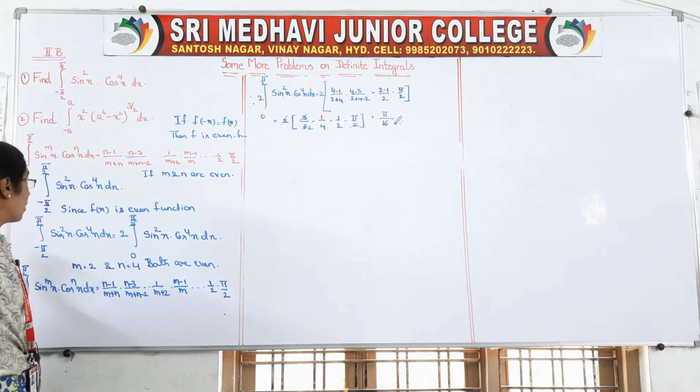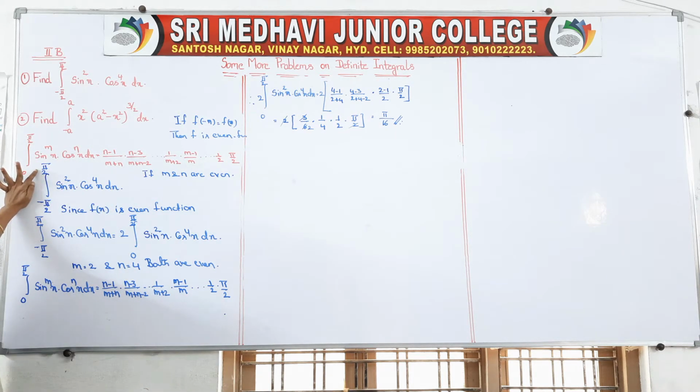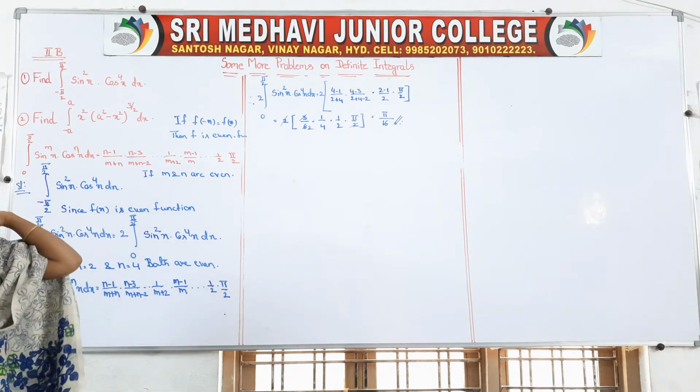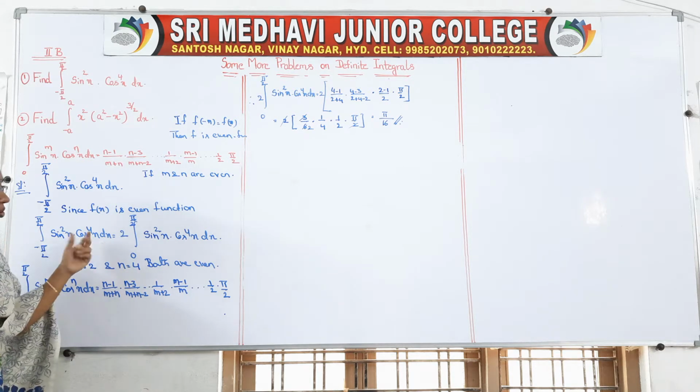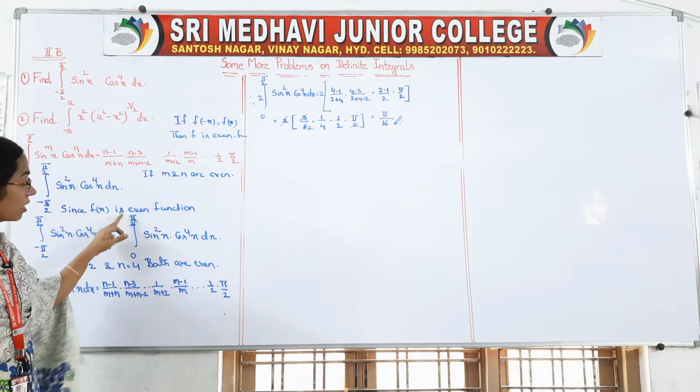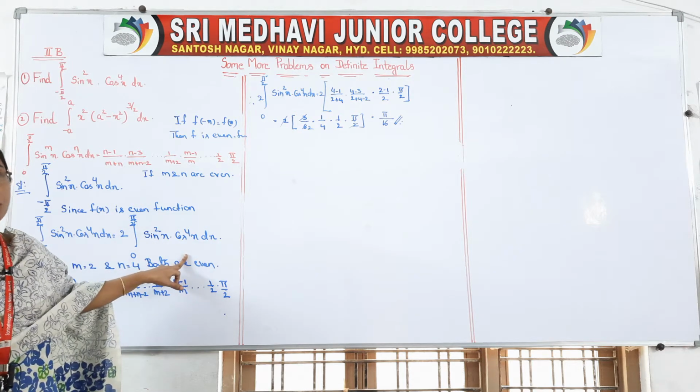Okay. So what is this? First of all, we have to observe the limits in all our definite integral problems. We have to observe the limits. Suppose limits are given like this, minus a to a form, right? Minus of one value to another value. Then we have to check whether the given function is even or not. If it is an even function, then minus a to a of that function is equal to 2 times the integral 0 to a of that function.